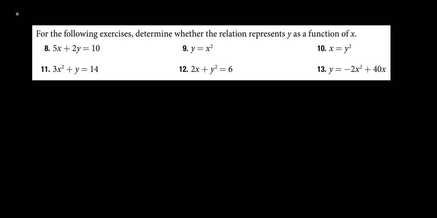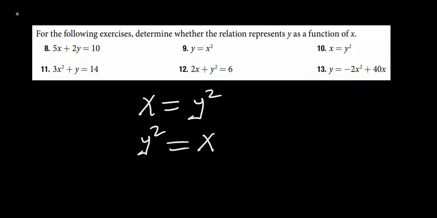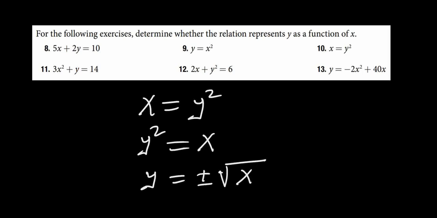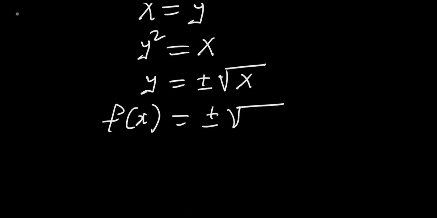Question 10. We have x is equal to y squared. We can also write this as y squared is equal to x. Now, let's take the square root of both sides, and that's going to be y is equal to plus or minus the square root of x. At this point, we can write this equation using the function notation, and that will be f of x equal to plus or minus the square root of x.